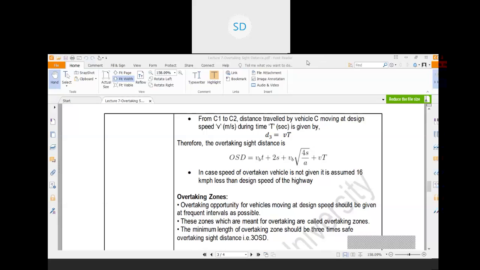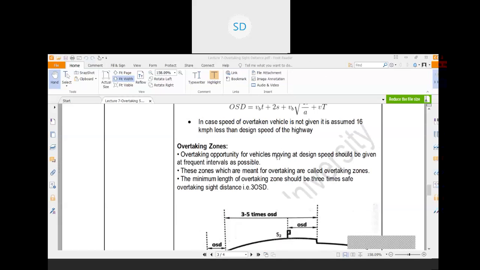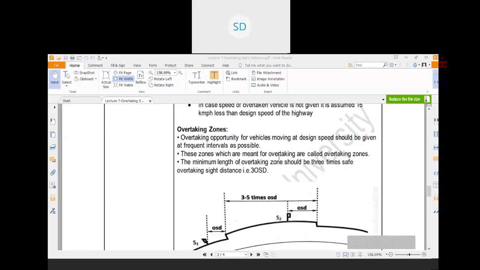Is it clear? After the class, you just go through the notes and see if you are facing any problem or not. Then coming to the next thing, that is the overtaking zone.